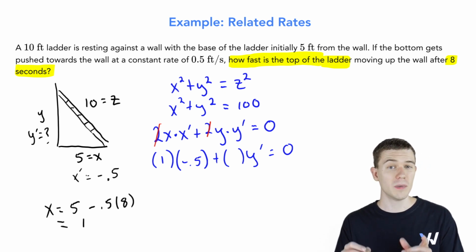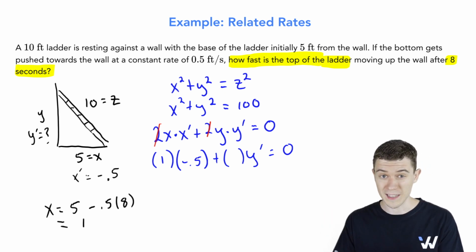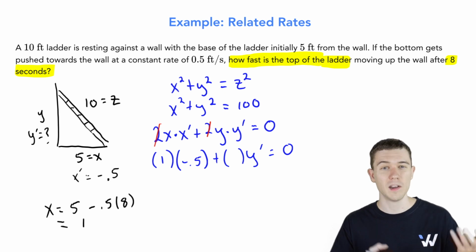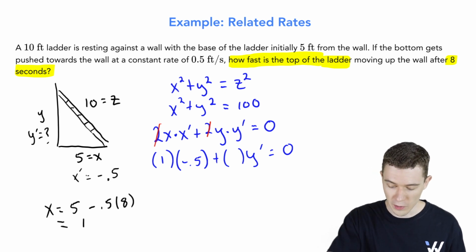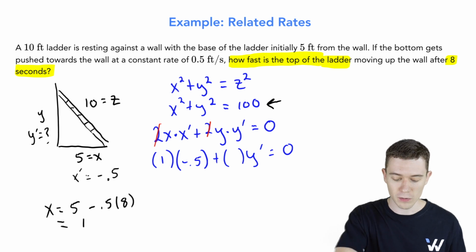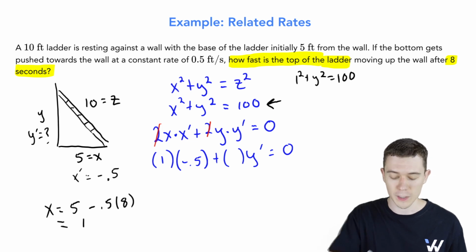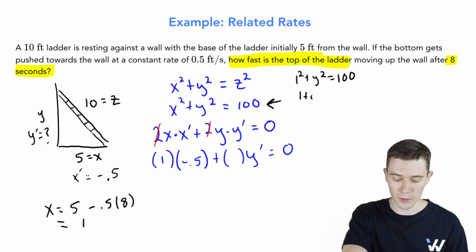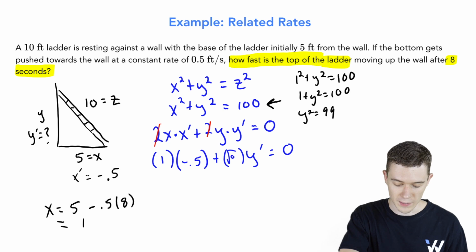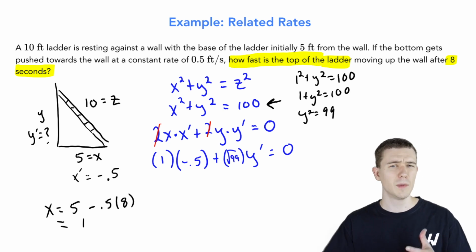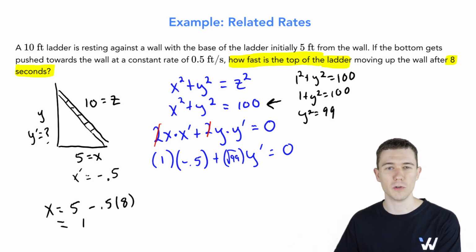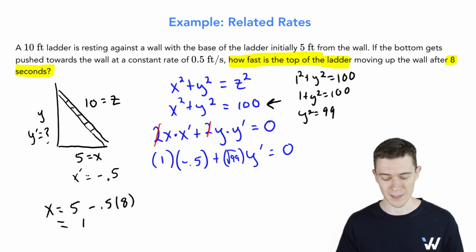And at that very moment in time, if we know what x is and z is always fixed at 10, we can find y just by going back to our Pythagorean theorem and plugging in x equals 1. So really we have 1 squared plus y squared equals 100 at 8 seconds. 1 plus y squared equals 100. Y squared equals 99. We can just plug in for y as the square root of 99. I'm going to ignore the plus and minus square root. It doesn't make sense to have a negative length in this case.